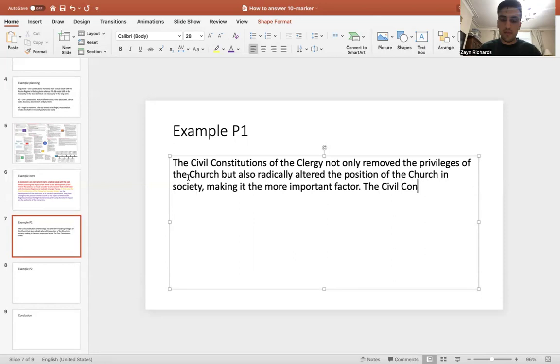firstly, sought to remove the privileged status of the church and the corruption that came with it.